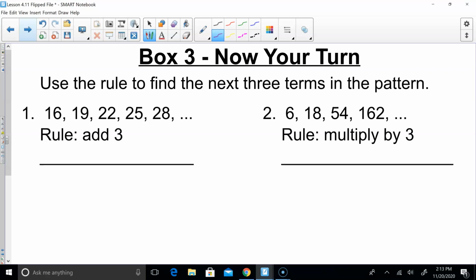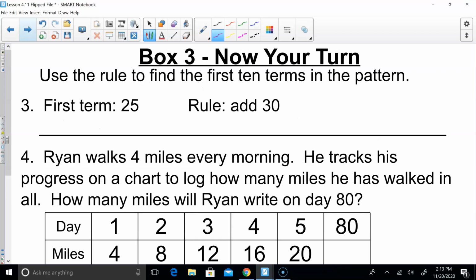Pause the video right now. Good luck. And for number 3, you want to use the rule to find the first 10 terms in the pattern. So there's your first term. There's the rule. So you can find the first 10 in this pattern.